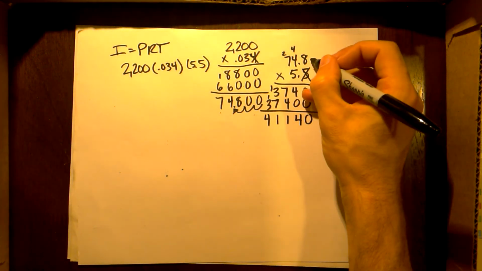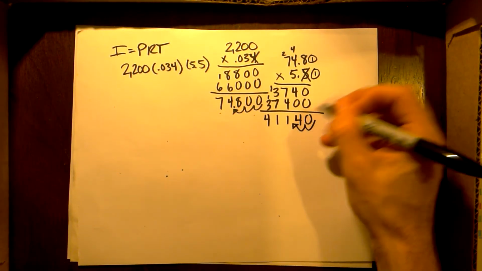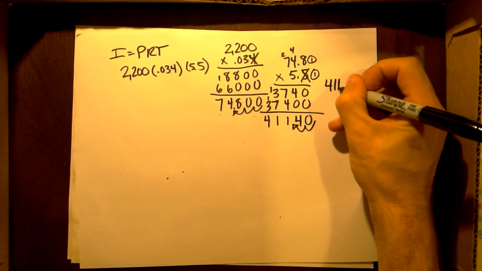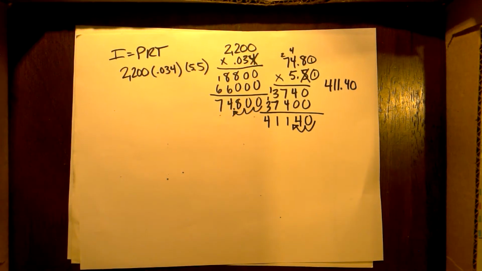Now, how many places are behind the decimal? There's 1 here. There's 1 here. So there's 2 places behind the decimal. There is $411.40. Now, that answer choice is there, but let's look at the question.